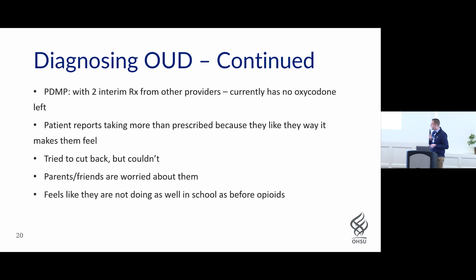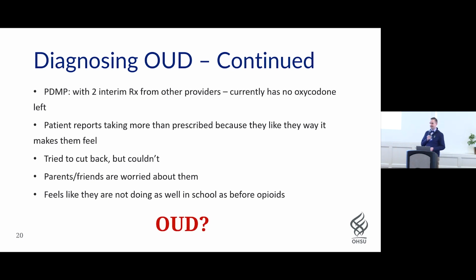But then you dig a little bit deeper, you check the PDMP, and since they last saw you, they went to the ED twice and got 2 prescriptions for additional oxycodone, and you would have expected that to last them 10 to 14 additional days, but they're coming to you now saying that they're out. They report that they are taking more than you prescribed them because they like the feeling when they take the substance. They tried to stop or cut back, and it was really challenging for them. Their friends at school are worried about them because of their use, and they feel like they've not been studying as much because all they're thinking about is opioids.